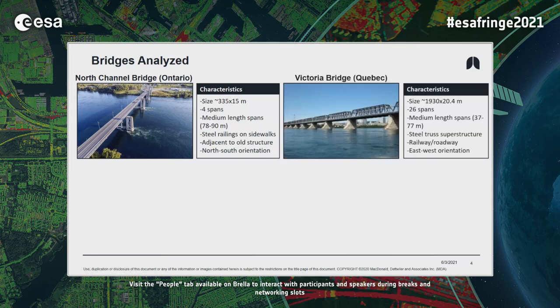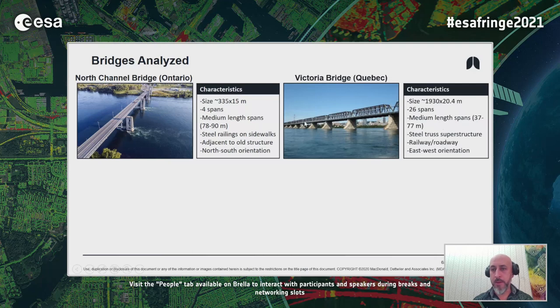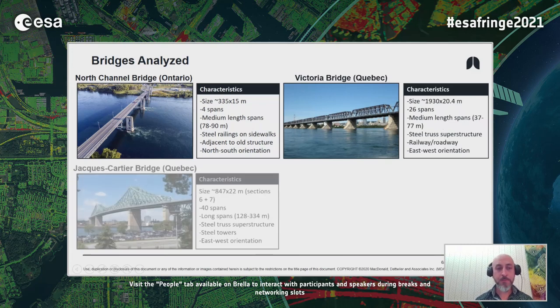The second bridge was the Victoria Bridge, located in the city of Montreal. This bridge is larger. It's 2 kilometers by 20.4 meters in width. It consists of 26 spans of medium length. It has a steel truss superstructure. It contains the roadway and next to it a railway, and the bridge is oriented east-west. The next bridge is the Jacques Cartier Bridge, also located in the city of Montreal.